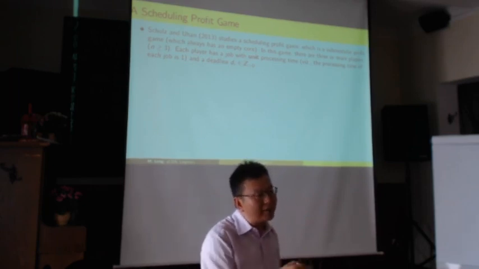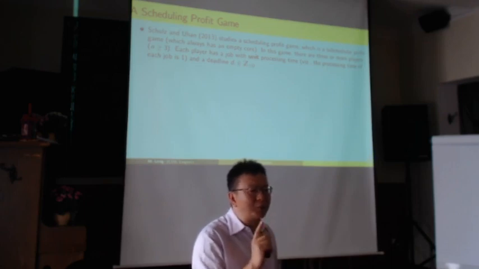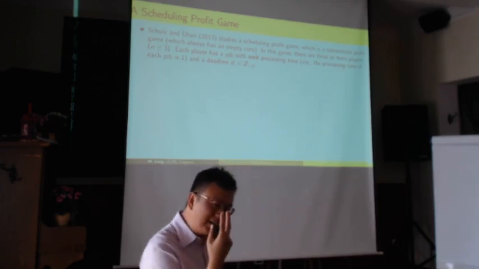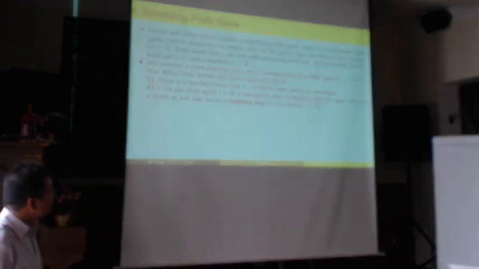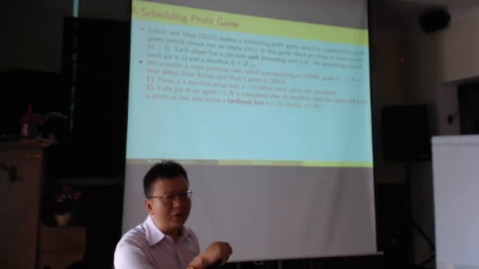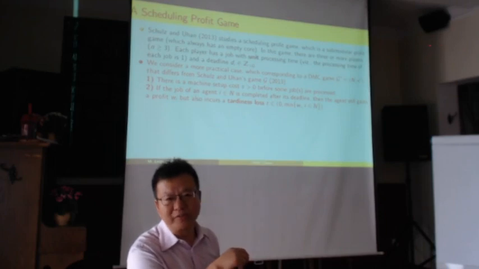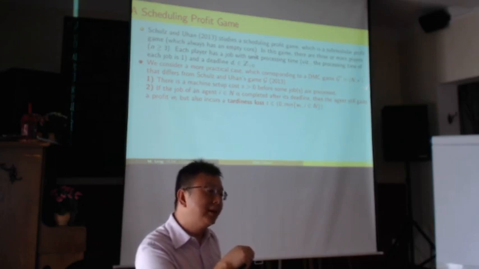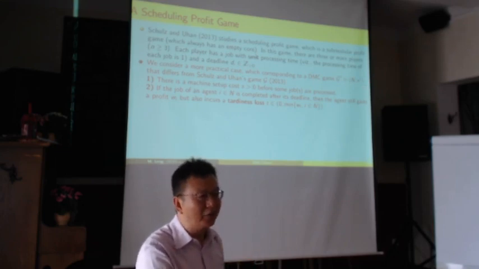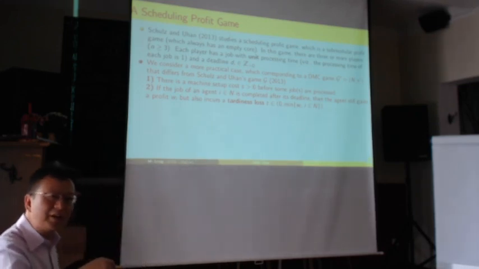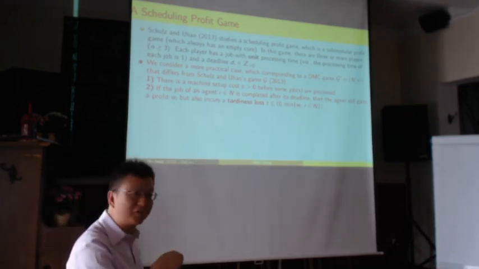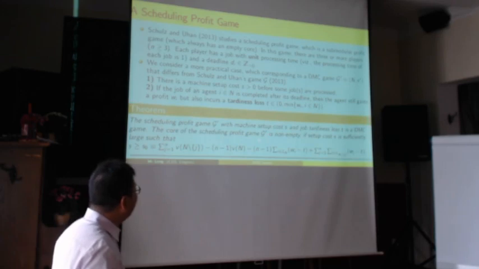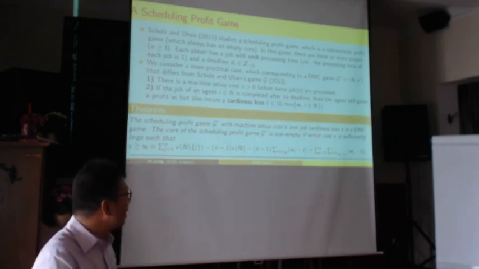So I relaxed these two assumptions. First one, I assume there is a machine setup cost before processing each job. And second one, I assume there is a timeliness loss. I didn't assume the profit is zero if the job is finished after the deadline. So even if your job is finished after the deadline, you still get some value, more or less. So I call this timeliness loss.